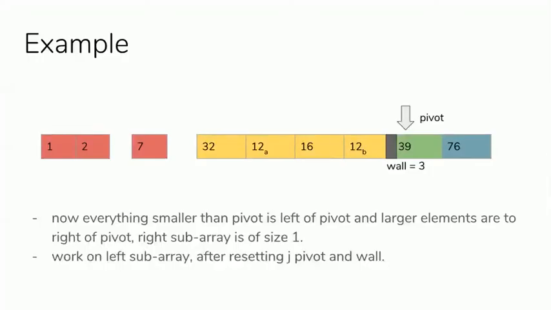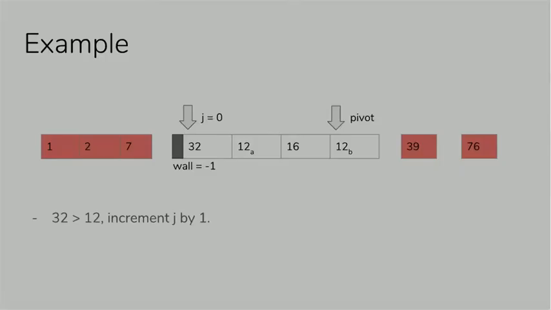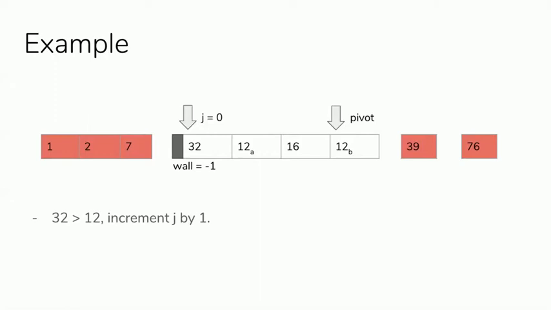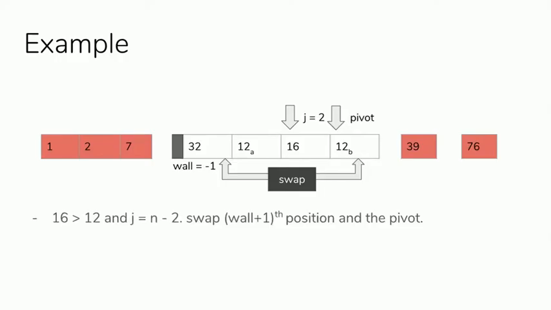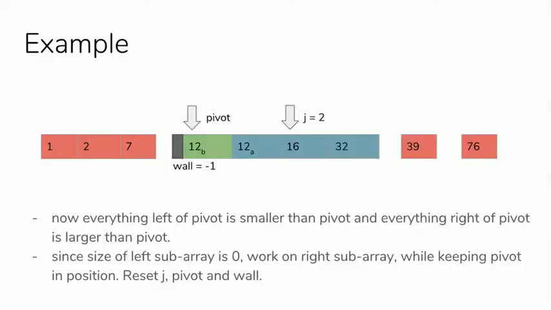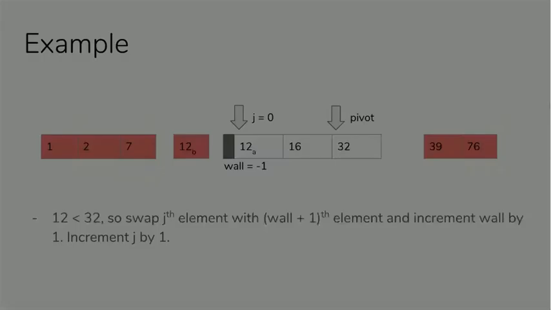And now we have a right subarray of size 1 and a left subarray of size 4, which are the yellow elements. Similarly, we will only need to work on the left subarray this time round. When we reach 12a, we actually increment j since we only put elements smaller than the pivot in the left subarray. So with the comparisons done, we will swap the pivot again, and now we have a right subarray of size 3. And of course partitioning occurs again.